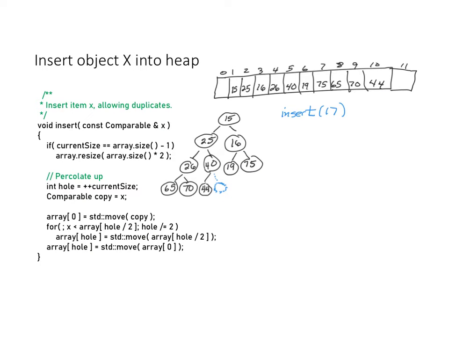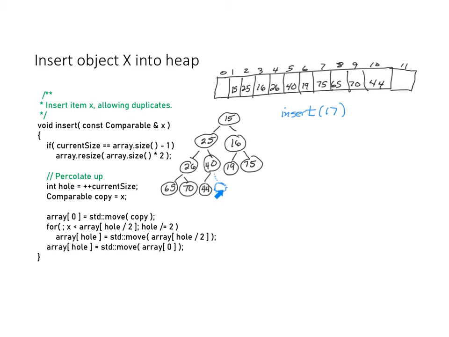Let's examine how the code works from our author. Okay. If our array is full, which it isn't, we have space for it, we'll just resize the array and copy the elements into a new array that's twice as large. So we're going to invoke this method with the object, an integer object here, 17. And what we'll try to do is find a new home for 17 and maintain the structural and heap order properties. So what the code does is it creates a hole for our next object.